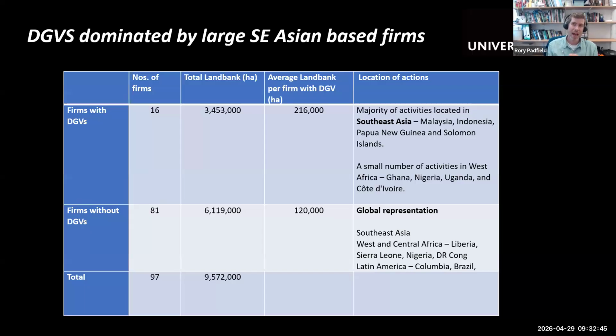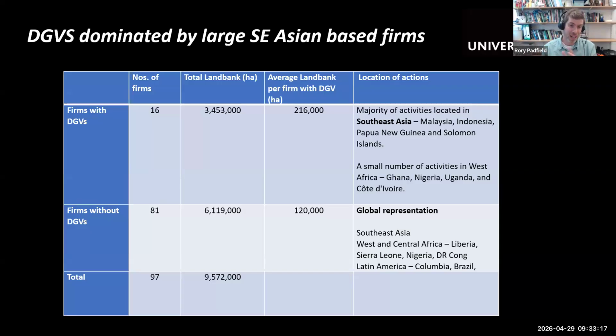In terms of how did it look across the industry as a whole? So as I said, we looked at 97 firms, and what was interesting was that the firms that had invested were only small in number. So we only found 16 firms that actually invested in a DGV. So that's quite a small number. What's that? Nearly 16%, right? Or nearly 20%. However, their land bank was a third of the total land bank of those firms that we looked at. And that's quite significant.